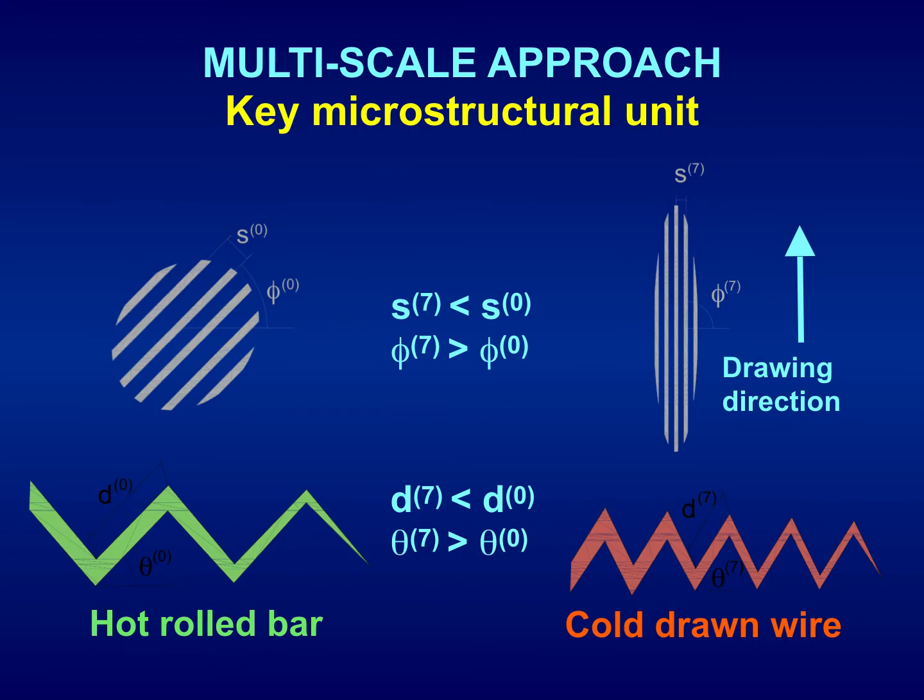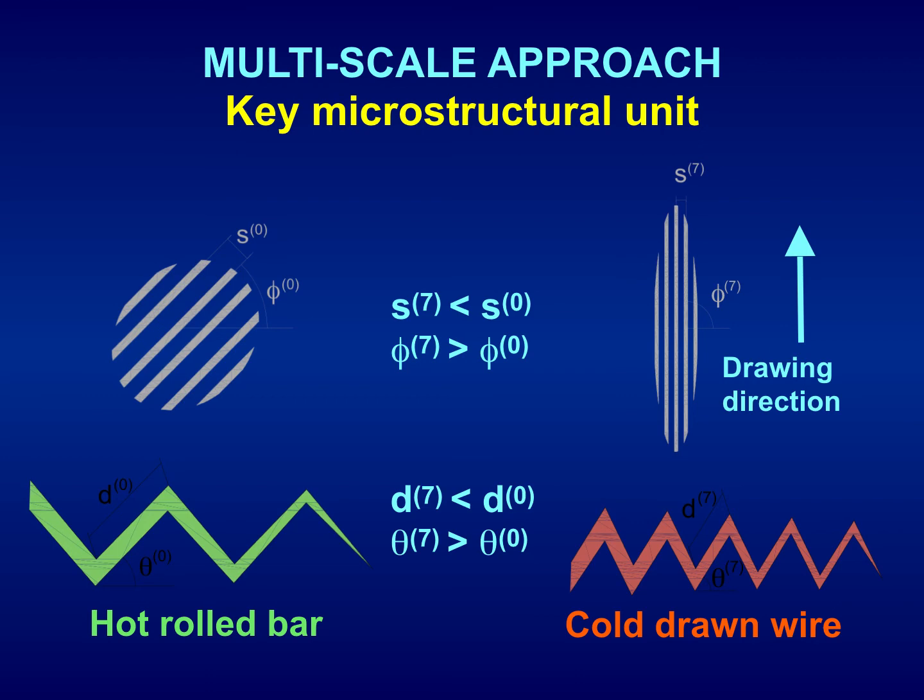Multiscale approach. The key microstructural unit could be the pearlite colony. Here we have a colony with common orientation of ferrite cementite lamella, a colony with pearlitic lamella parallel to each other, and an enlarged colony after drawing, in the vertical direction. Then we have a decrease of interlamellar spacing, S7 lower than S0, and an increase of the angle of orientation of the lamella and of the colonies.